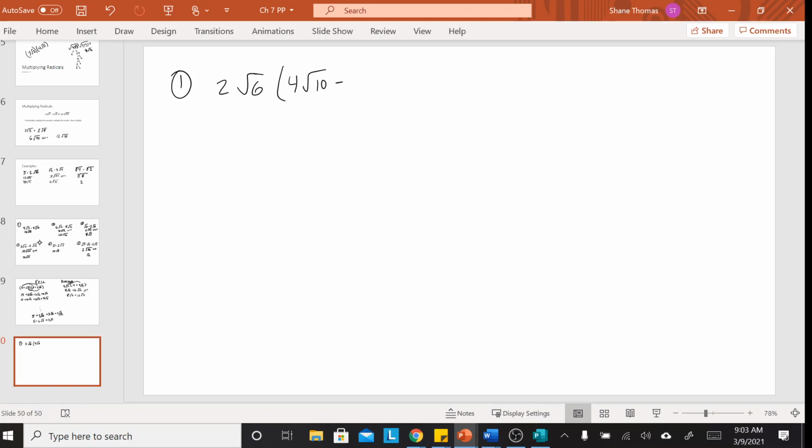That's not good. It's distribution. That's it. Hey, however you want to remember it, I don't care. But also distribution. FOIL has two sets of parentheses. Distribution has one.